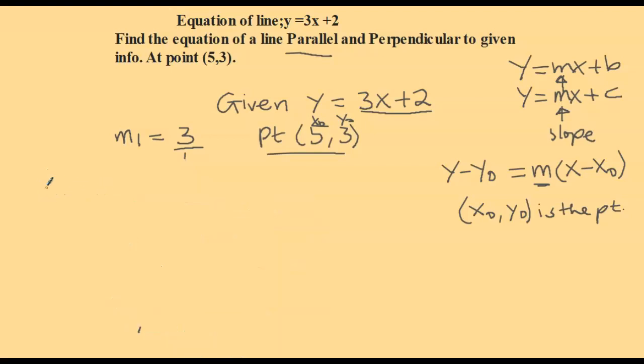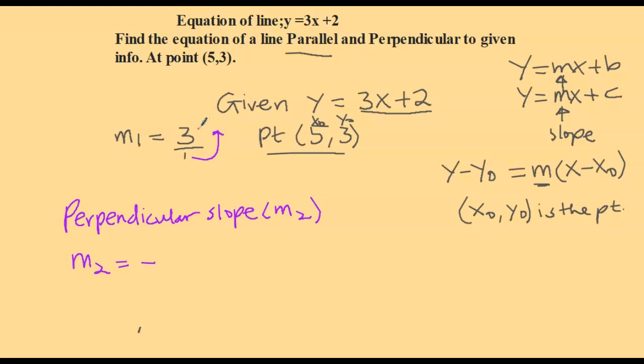Okay, so now we want to consider the perpendicular slope, which is m2. The m2 has to be negative, and we have to flip this. So 1 goes here, and then the 3 comes down. So it's going to be 1/3. So that's the new slope. And we are using the same point for that equation. So we get y minus 3 equals negative 1/3, and the x minus 5.